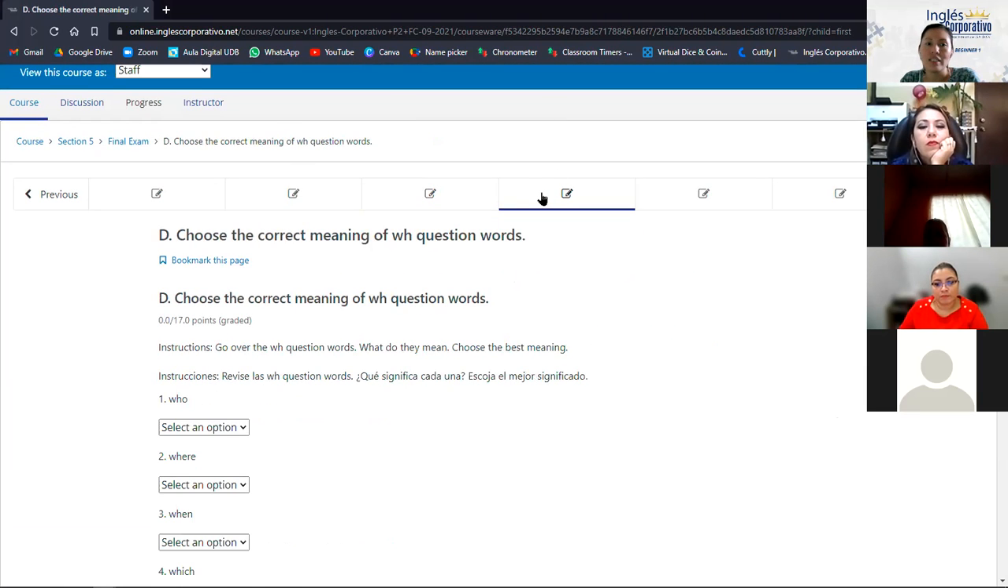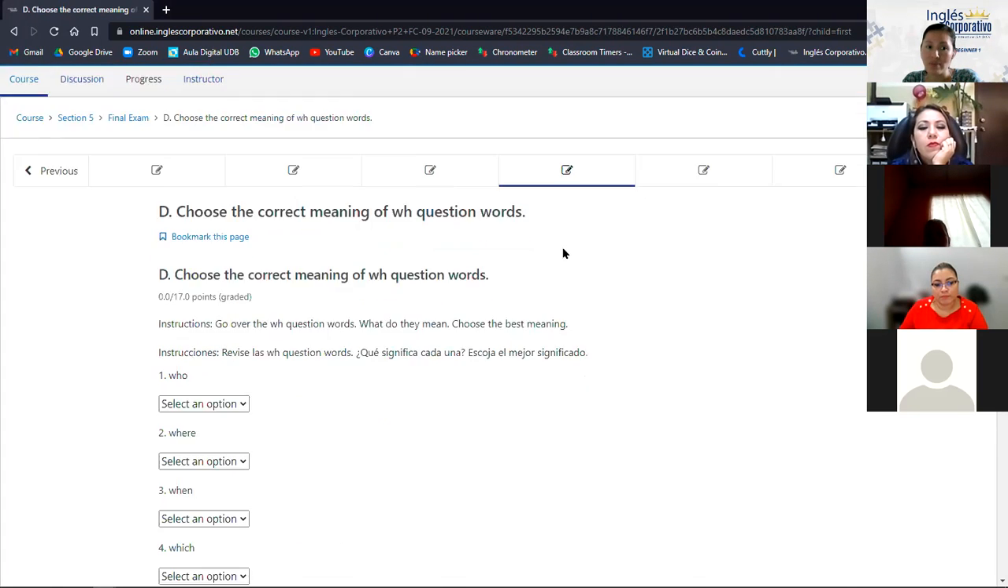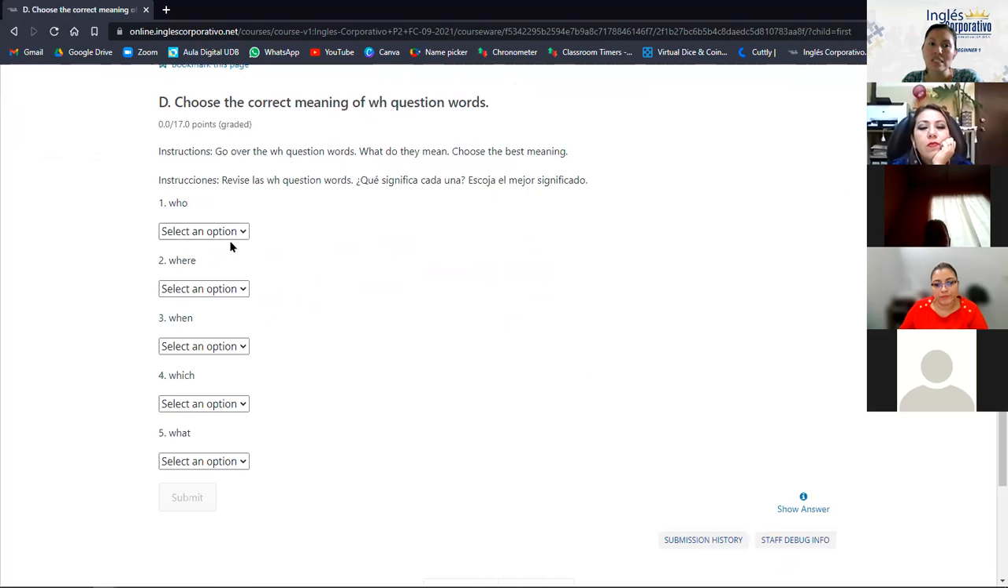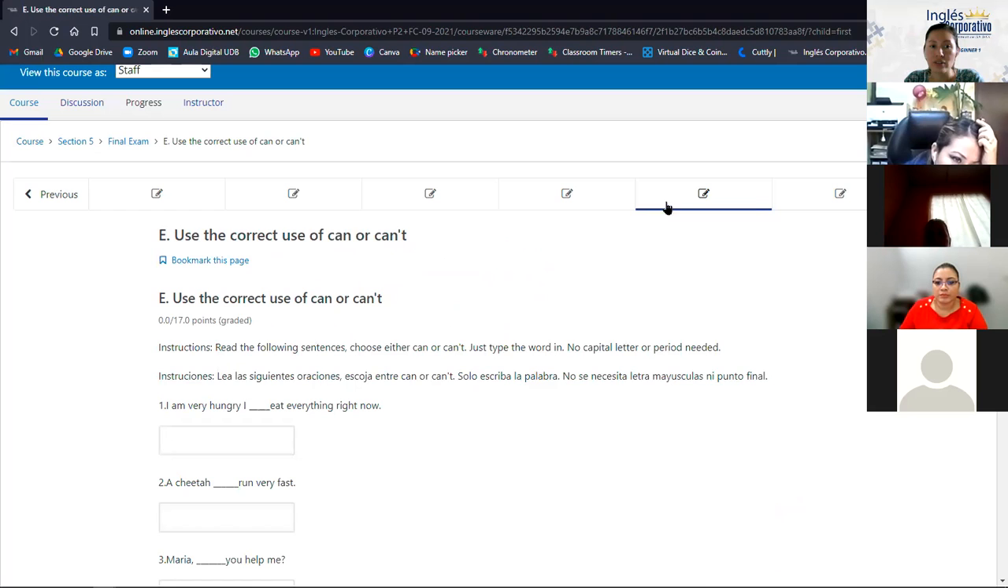Then in letter D, it says choose the correct meaning of WH question words, right? So this is something that we studied at the beginning, right? And we have 5 different options, okay? You have time, place, people, choice, thing, or object, right? So we were able to explain each of those during class, right? So you have to select the correct answer.